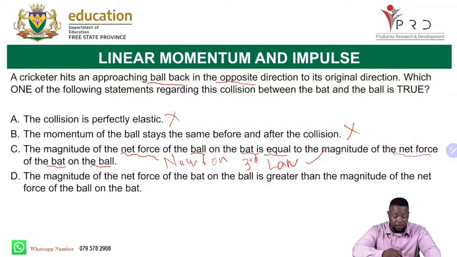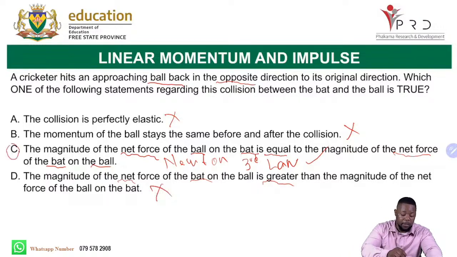D says the magnitude of the net force of the bat on the ball is greater than the magnitude of the net force of the ball on the bat. So we cannot accept this option since it violates Newton's third law of motion. And therefore, our best answer is supposed to be C.